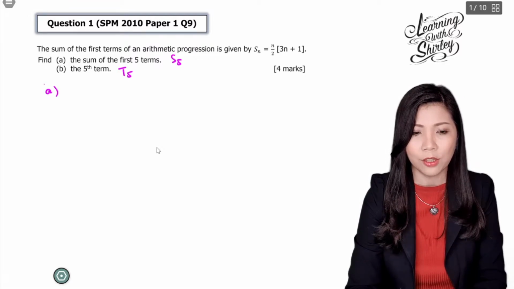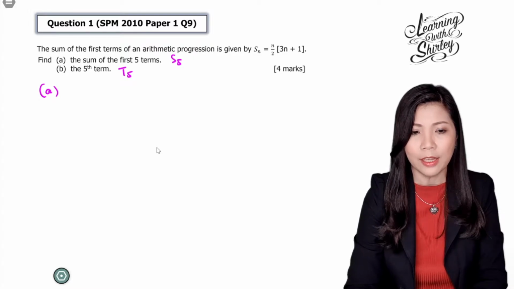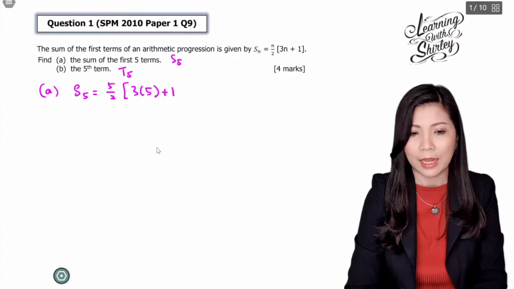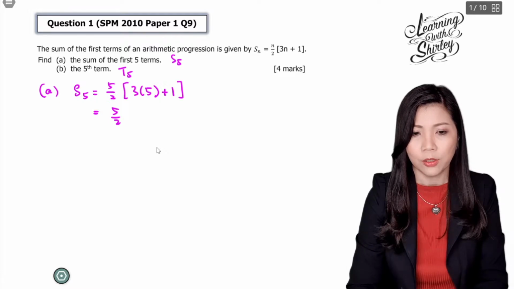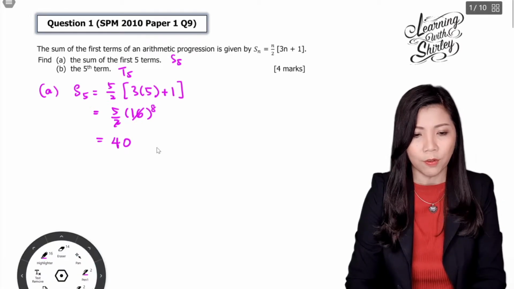So for A, we straight away use the formula as n is given, and we're going to substitute n equals 5. So S5 is equals to 5 over 2 bracket, 3 times 5 plus 1. So equals 5 over 2, and 15 plus 1 is 16. So 16 we can cancel with the 2, becomes 8. So 8 times 5 is 40. So 40 is the answer for A. Okay, let's solve for B.